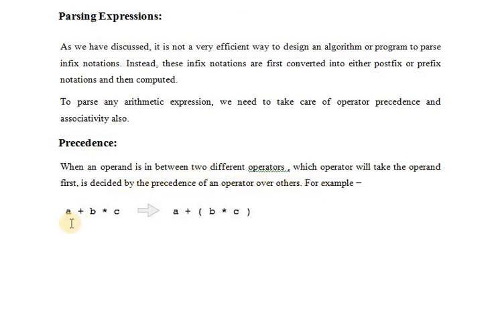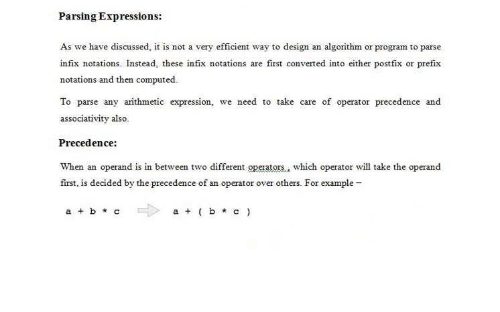For example, A plus B star C is equal to A plus, this can be converted like this, A plus B into C. How have we performed this? Based on the priority. I have already said plus and minus have the lowest priority. That is why first we are performing the multiplication. Multiplication has higher priority than addition and subtraction, that is plus and minus.